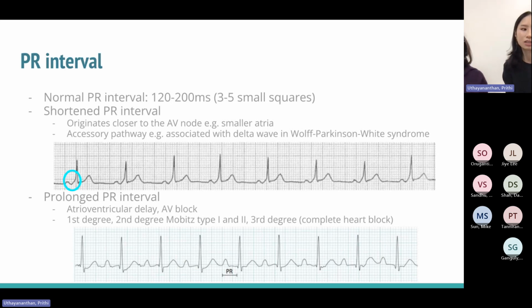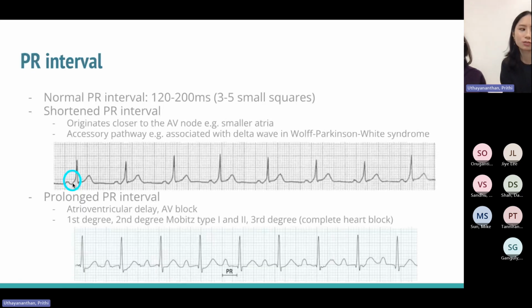For example, if you have a small atria, or it could mean that the atrial impulse is getting to the ventricle by a faster shortcut instead of conducting slowly across the atrial wall. An example of that is an accessory pathway associated with a delta wave in Wolff-Parkinson-White syndrome, which you can see on this rhythm strip. They call it a slurred upstroke. So it's like here.